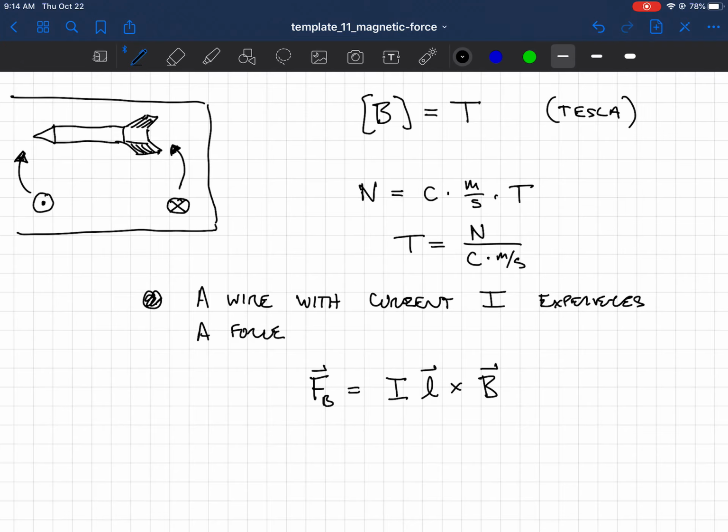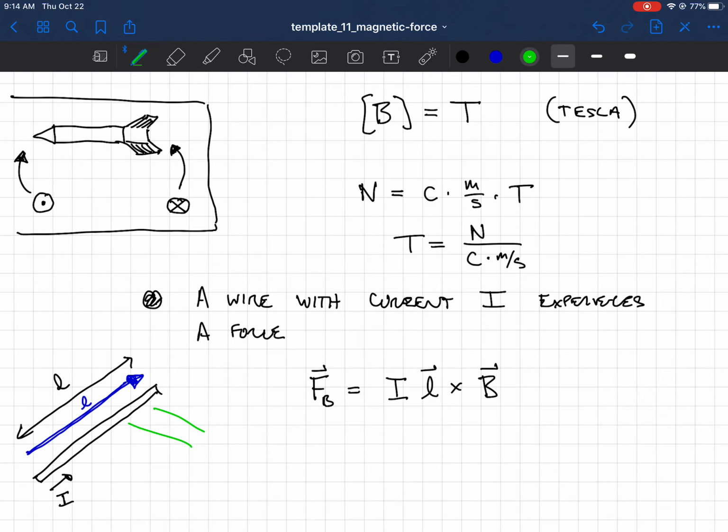vector. So L vector is in units of meters, and it's a vector that points along the wire. So if I have a wire here, which has a current flowing in it, remember the current is the direction of positive charge carriers, and then the length of that wire is the length L, but the vector L has magnitude L, but it points in the direction of current. So this is the vector L.